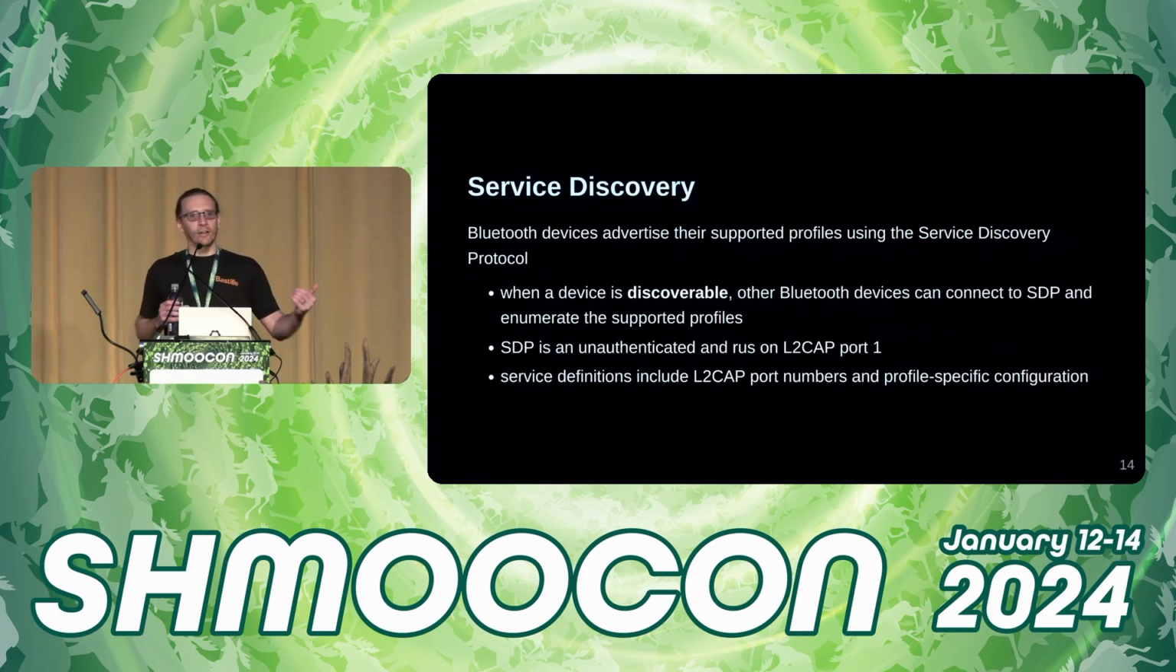So if you want to identify which profiles a device supports, you do something called service discovery. And so when you put your Bluetooth device into discoverable mode, what that means is you are running an unauthenticated public SDP service on L2CAP port 1. So discovery is always unauthenticated. If your device is trying to search for nearby devices to connect to, it will connect to their service discovery protocol services and enumerate the profiles they support. And then based on that profile enumeration, it will know what services it can connect to.